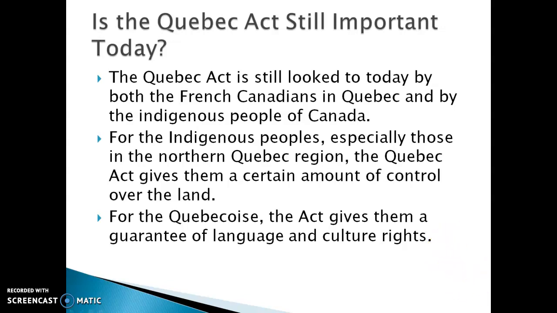For the Quebecois, that is the French-speaking people in Quebec, the Act gives them guarantees of language and cultural rights, and that's something that is so important to the people of Quebec, even today. So, the Quebec Act is still important.